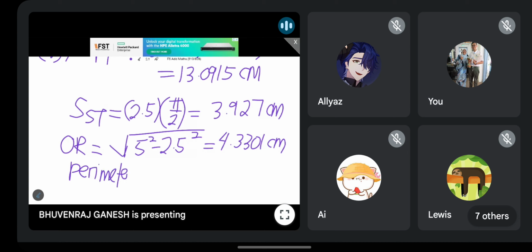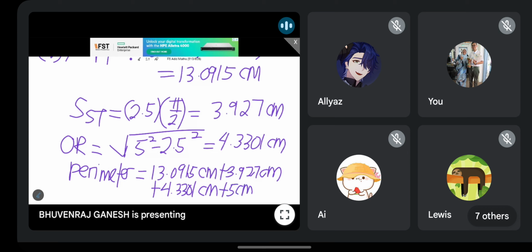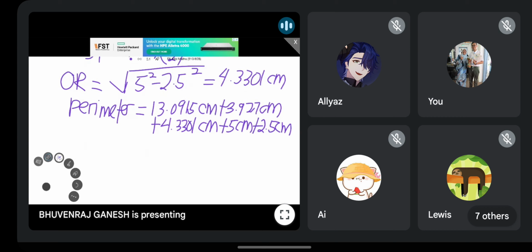Okay, so now you can count the perimeter. So kamu tambah semua nilai ni. 13.0915 plus ST plus OR, and also plus with jejari semi bulatan plus with jejari quadrant. So you get the answer. So you will get equal to plus 5 plus 2.5. Okay, you will get 28.8486 cm.